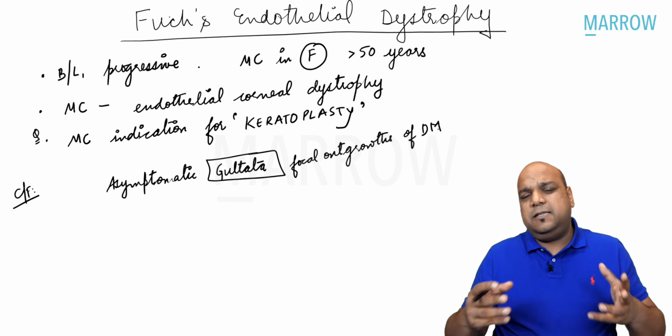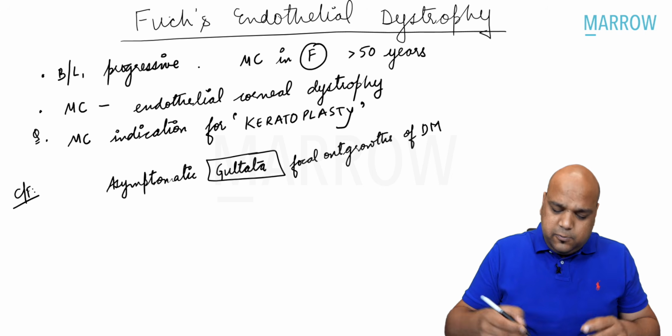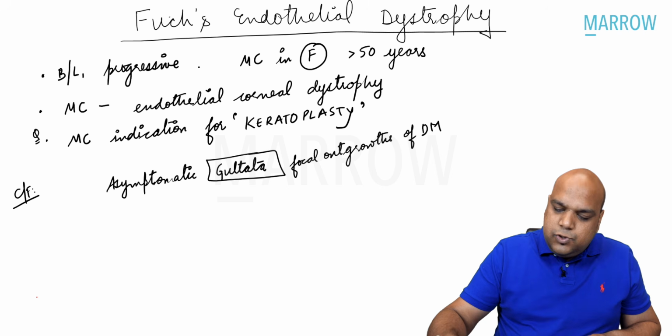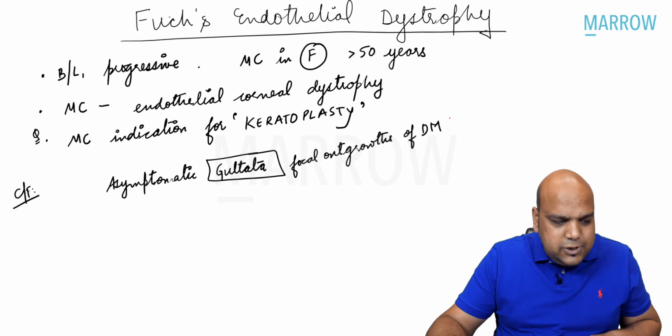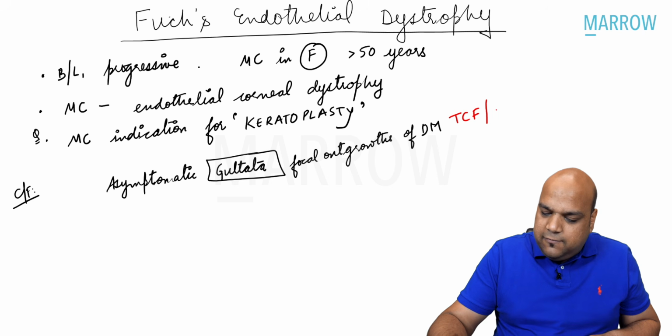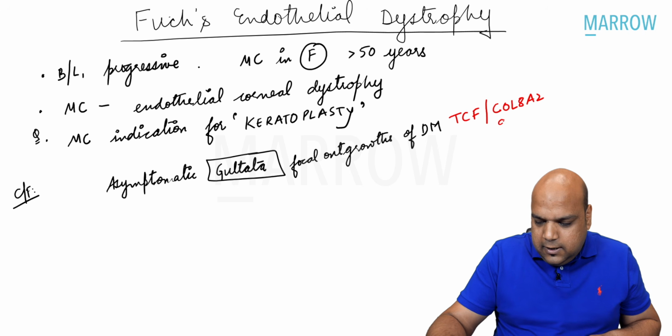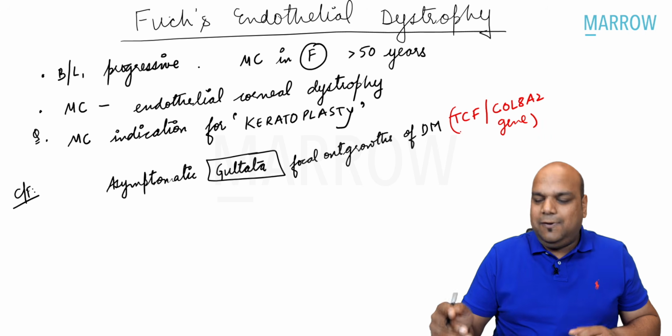Why do they form? This is genetic predisposition. What is the genetic predisposition? We know that at least two genes are responsible for this. What are the two genes which we at least know? TCF gene and collagen 8A2 gene. Okay, these are the two genes that we at least know.